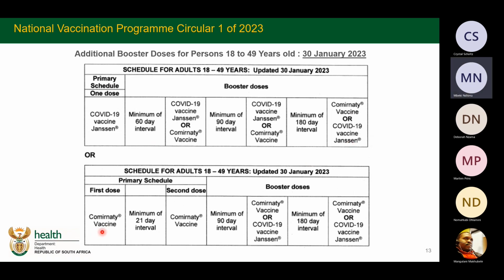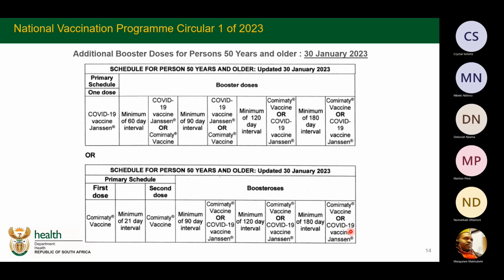If you started with Pfizer, your primary schedule is still going to be 2 doses of Pfizer, right? First dose, second dose, 21 days apart. And then after that, after 90 days, you will be allowed to take Pfizer or J&J. And then after 180 days, you can take Pfizer or J&J. So this is the guidance that came through that is effective this week, 30th of January, 2023.